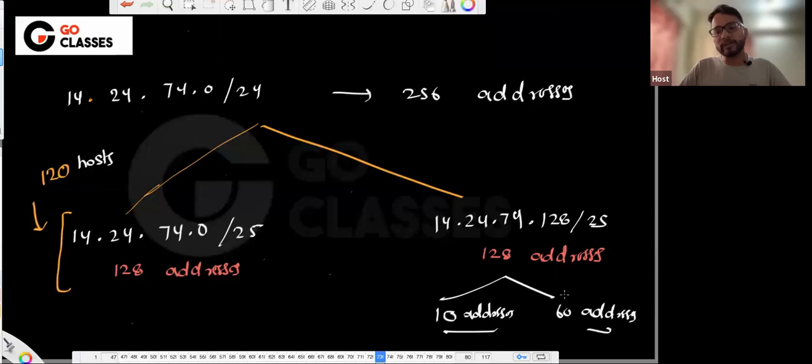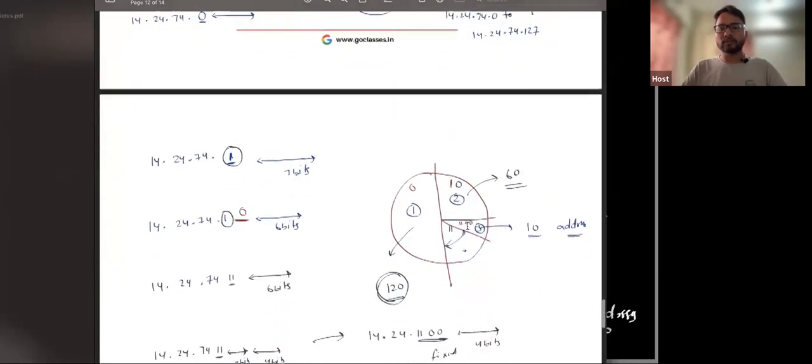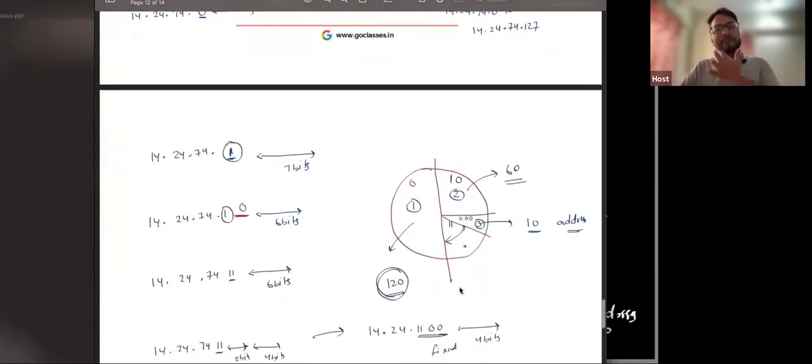Now tell me how many bits you need from the host ID. Yes, 6 bits, right? So let me go through this. You have taken this as 0. I'm just representing this with the pie chart. I hope that is okay. What is this pie, or what is the circle?